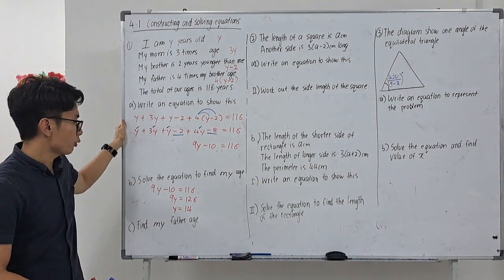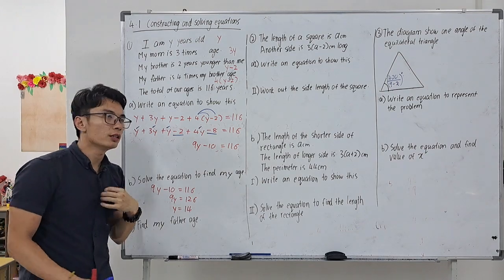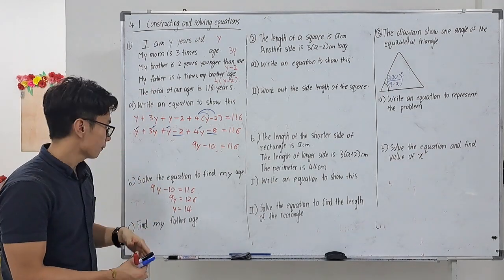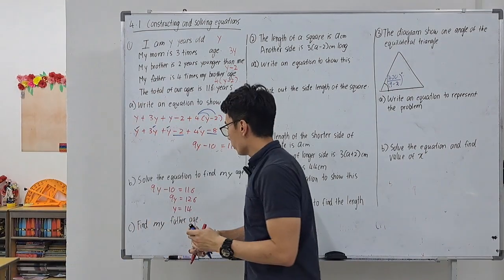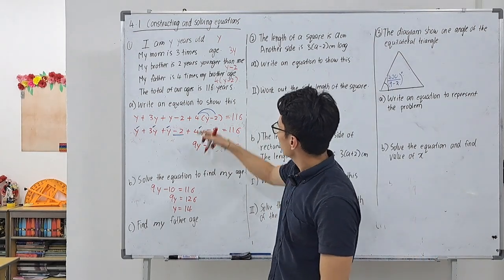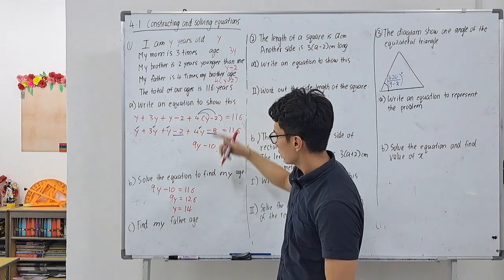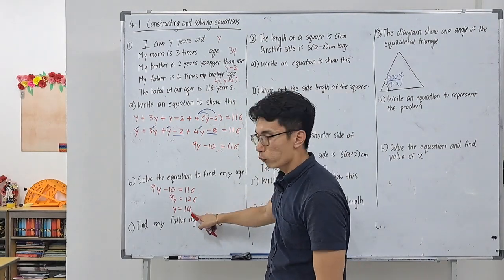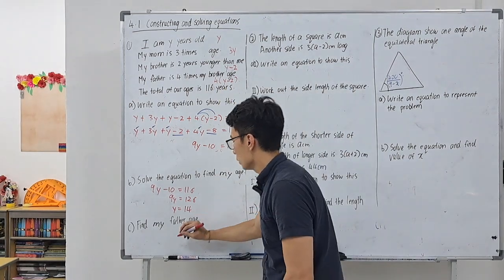All right, so basically in this question, my age is 14 years old. Okay? So what about my father's age? All right, what about my father's age over here? My father's age expression is going to be this. Over here, I know what y is already, so I just have to substitute it in.